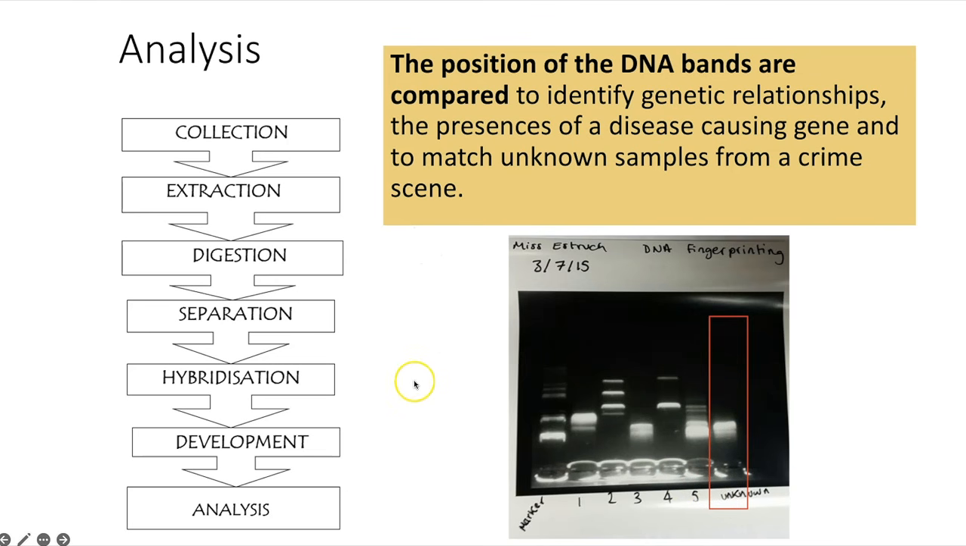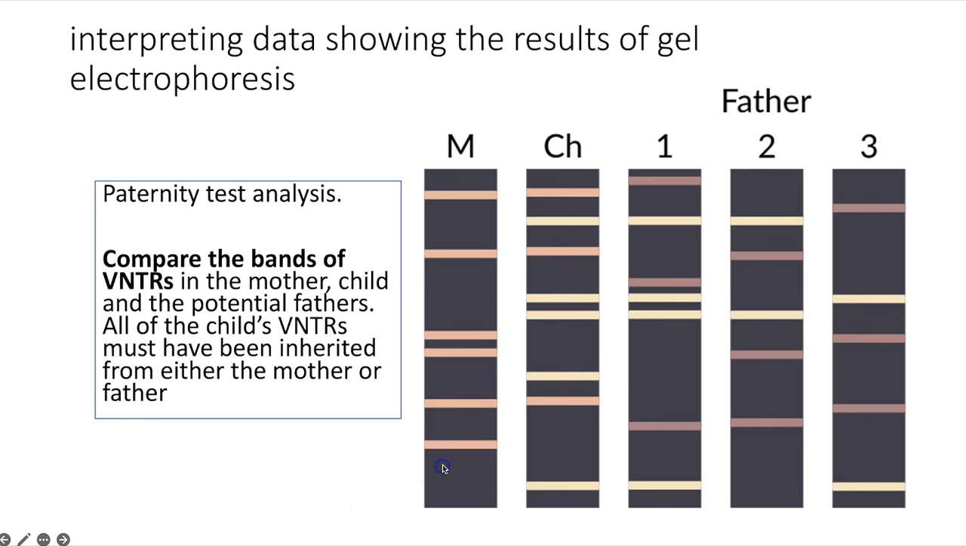So the position of the DNA bands are compared to identify genetic relationships, or it could be to see the presence of a disease-causing gene, or to match an unknown sample of DNA from a crime scene. And this is one that I actually created a long time ago. We can see this was the unknown that I had to identify. Here were the different samples of DNA that I had. And from this example, I could match that the unknown was the same DNA as number 3, because we can see the bands are in exactly the same position. And that is your analysis stage.